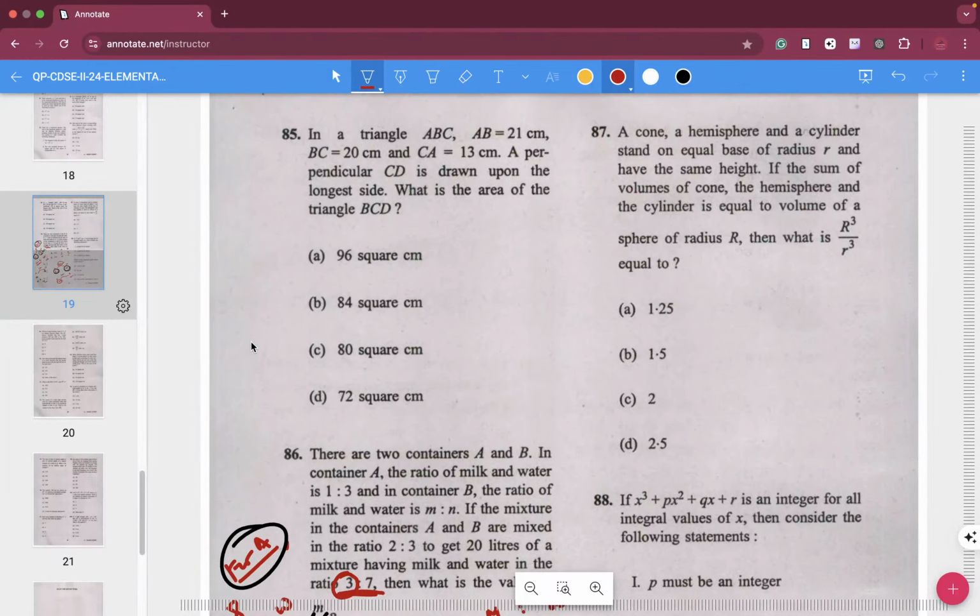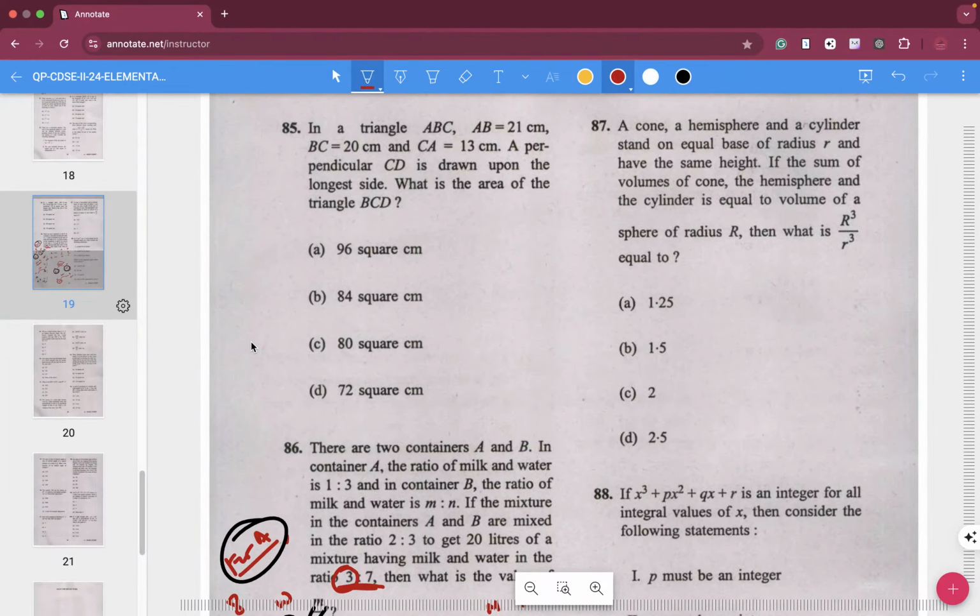Okay, now let's move on to question number 87. I know these questions are very challenging, so you will have to stick with us, and only if you stick with us and practice these sums can something happen, right?